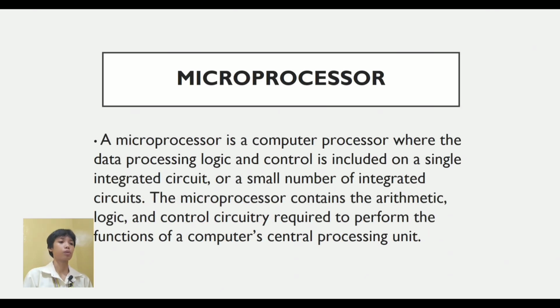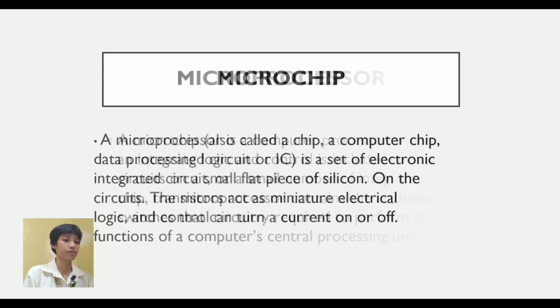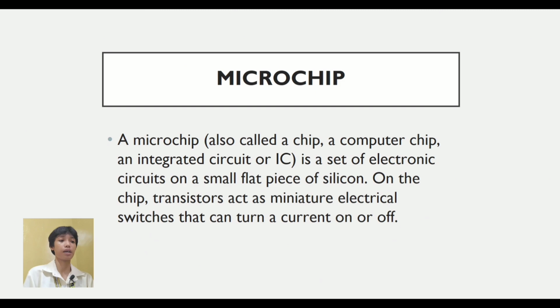And we have the microprocessor. The microprocessor is a computer processor wherein the data processing logic and control is included in a single integrated circuit or a small number of integrated circuits. So the microprocessor contains the arithmetic, logic, and control circuitry required to perform the functions of a computer's central processing. Inside a CPU, the microprocessor is attached there. It is the one processing. It is actually called a microchip.